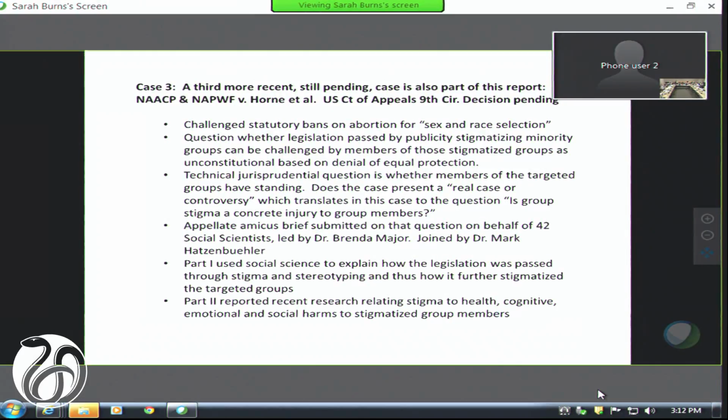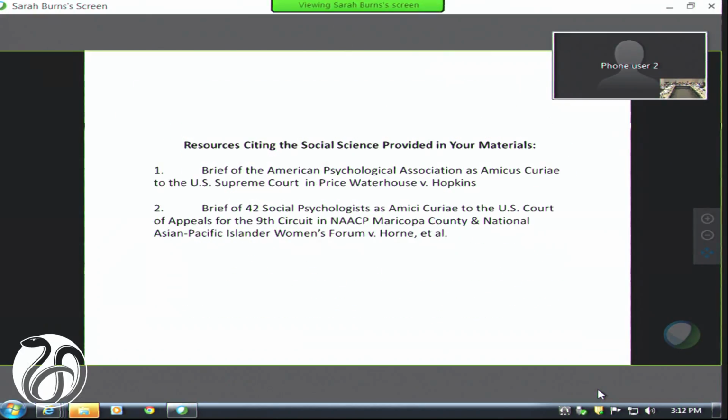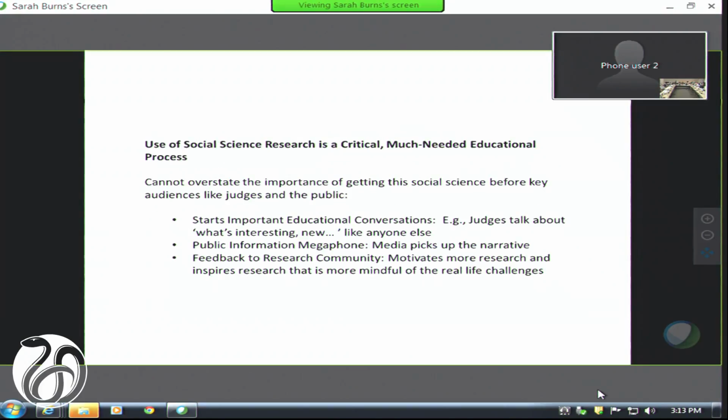A number of prominent social psychologists in the U.S. supported that brief. It was an effort led by Dr. Brenda Major, and it was joined by this committee's Dr. Mark Hatzenbuehler. The table of contents of the two amicus briefs are a good index of the literature that I'm referring to, and also give you some idea of the relationship between the literature and the legal issues in these particular cases.